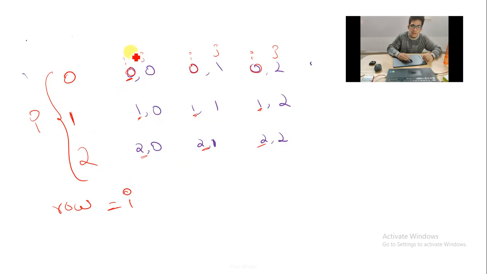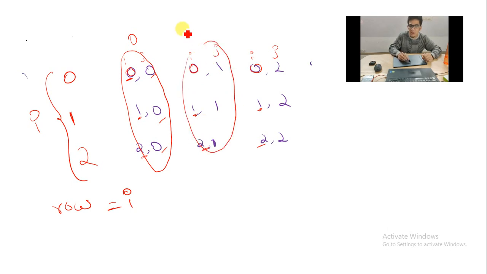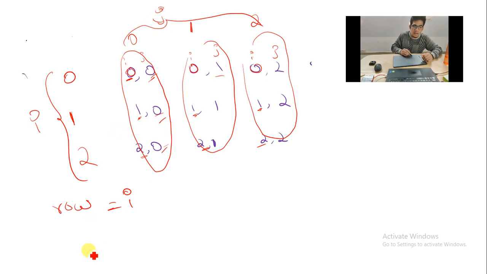So in this column, what is common? 0 is common. So I'll write here 0 is common. In this column, what is common? 1 is common. In this column, what is common? 2 is common. And all of these values, that's the second value, right? Second value is the j value. So all of these values are your j values. That is why column means j value. This is what you have to understand. Row means I, column means j. Never forget.